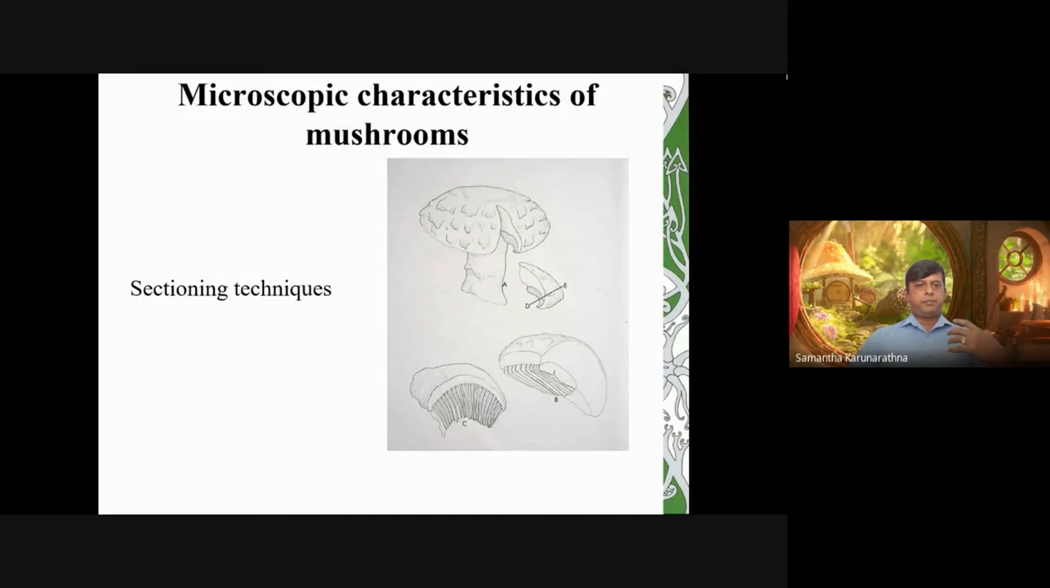Not only macroscopic characteristics, microscopic characteristics are also very important for mushroom identification. So you need to section the mushroom in order to see the microscopic characteristics. This is how you have to section it. You take a part of the cap or the pileus, and then you section this way. Then you can cut the fertile part or the gills, and then you can observe it under the microscope.